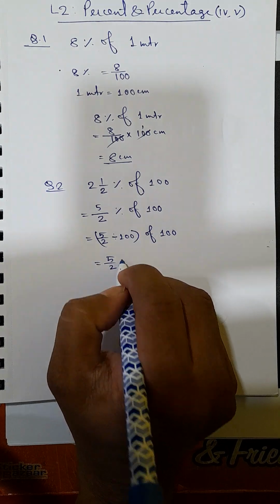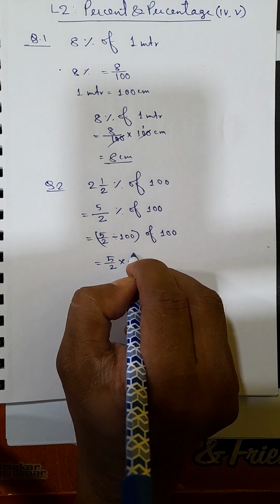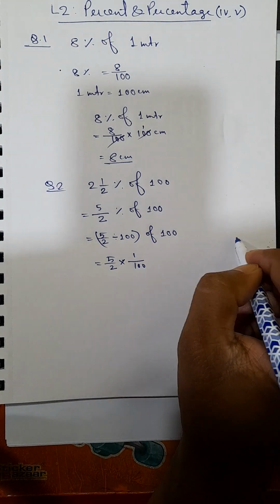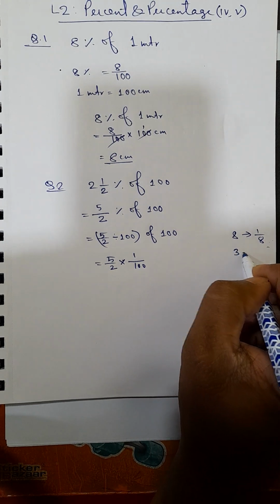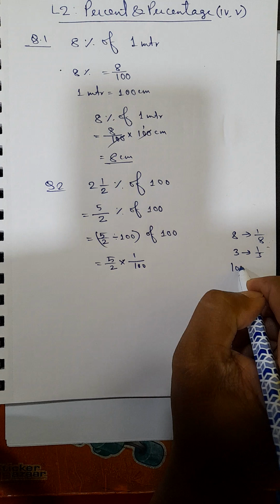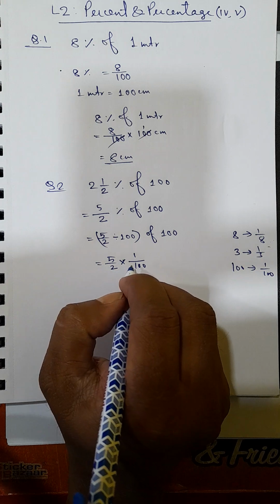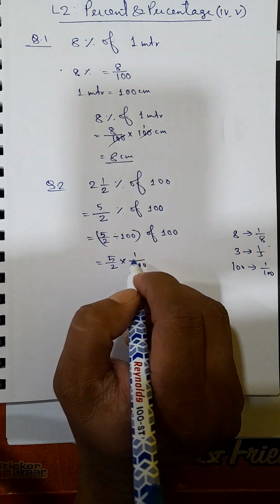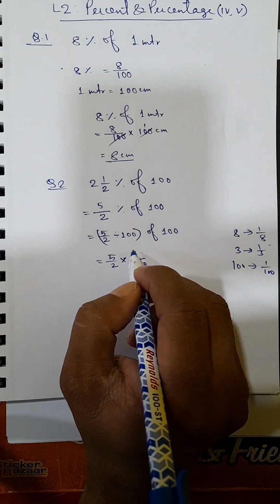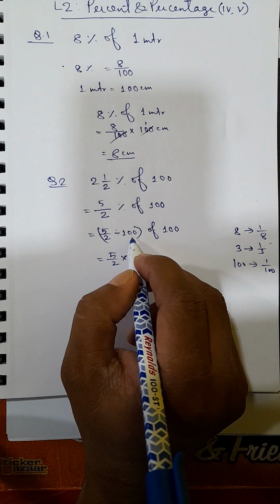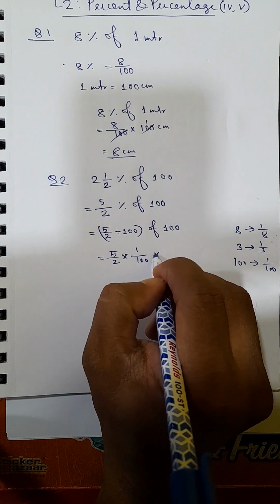Now if you change it into multiplication, then you have to find a reciprocal of 100. Reciprocal means 1 by 100. Reciprocal of 8 is 1 by 8. Reciprocal of 3 is 1 by 3. Reciprocal of 100 is 1 by 100. So in 5 by 2% of 100, division by 100 becomes multiplication. When you change division into multiplication, you have to take the reciprocal of the divisor, 1 by 100. Of means into 100.